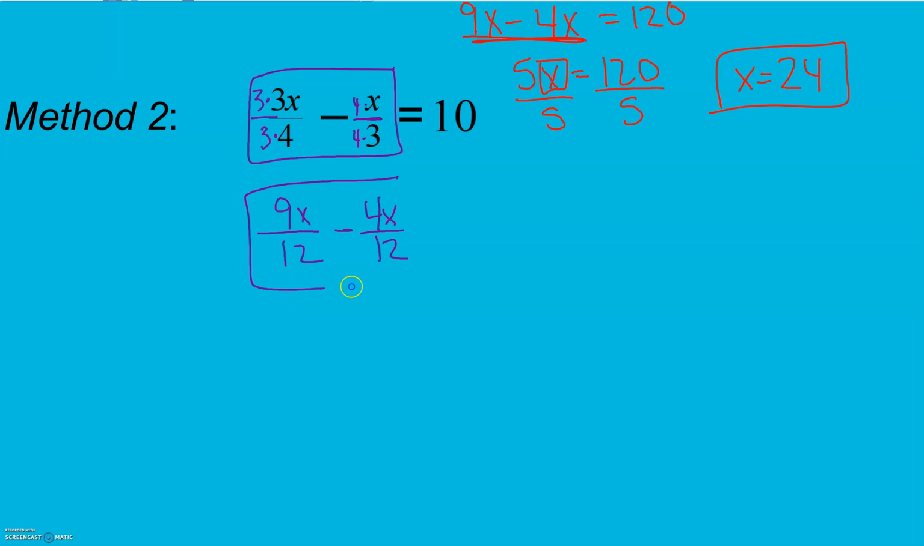Now, again, I'm still just trying to simplify my expression here. I have a common denominator, so I keep my denominator and I can do my operations just on my numerator.